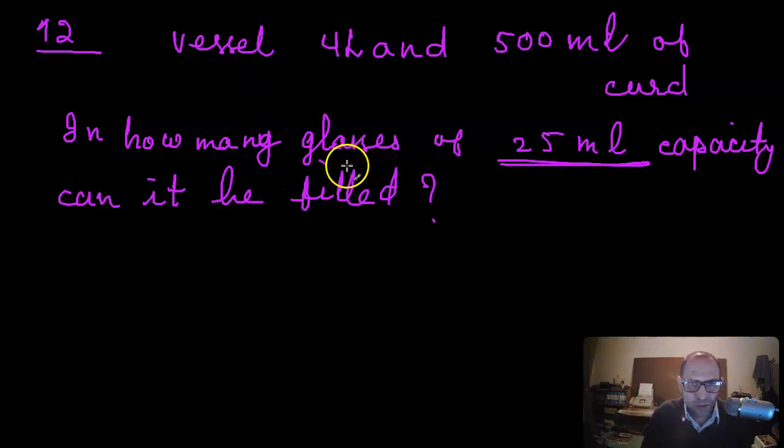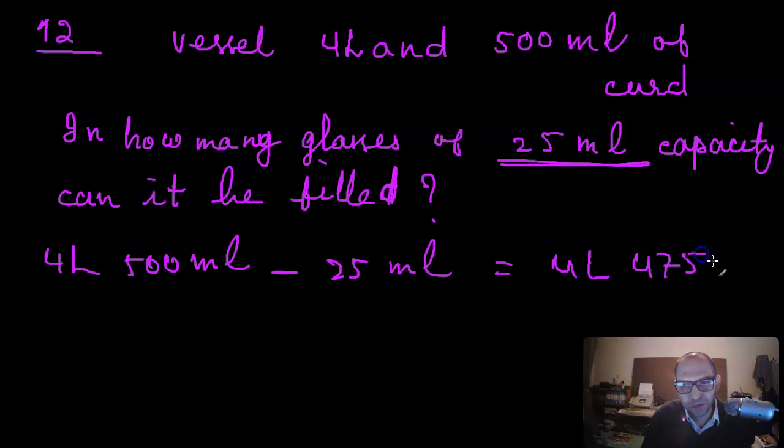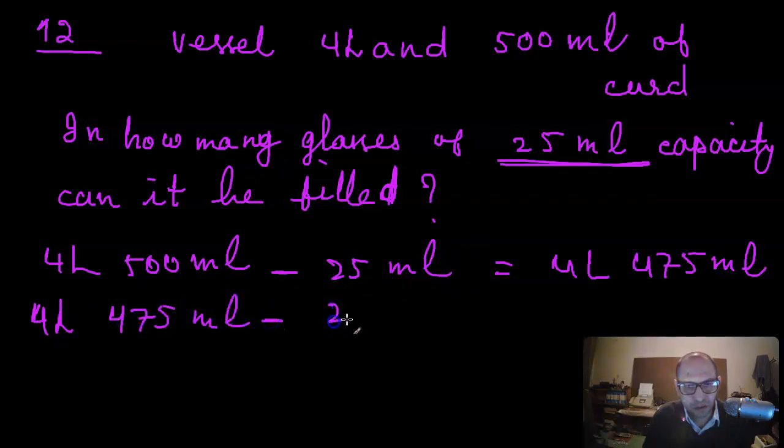So this is a problem of division, or essentially repeated subtraction. You have 4 liters and 500 milliliters of curd. If you subtract 25 milliliters, that would be 4 liters and 500 minus 25, which is 475 milliliters. This is the remaining amount of curd. You can then write 4 liters and 475 milliliters minus another 25 milliliters.